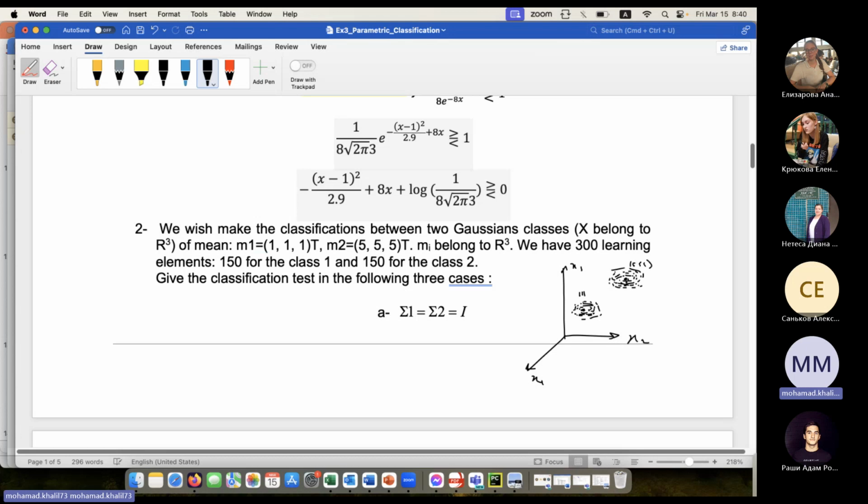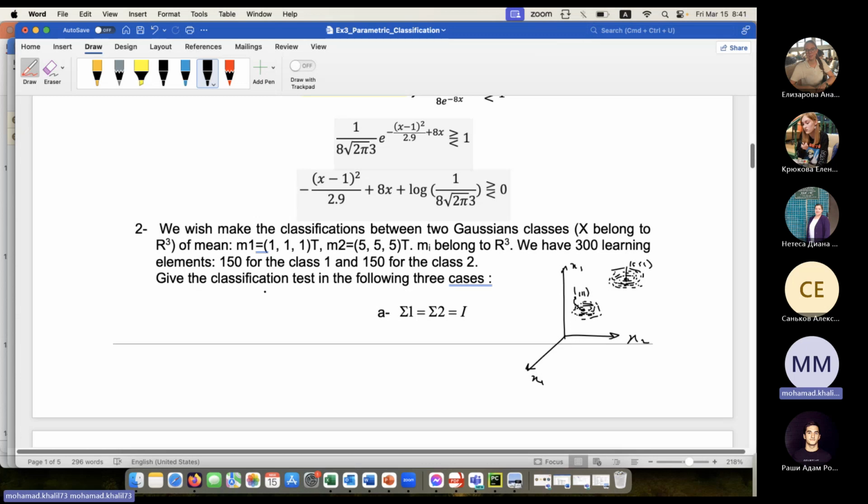You have 555 as the center here, and 111 is the center here. We have 300 in class 1. In general, we have 300 in total, 100 here and 150 here. So the classification has two classes, and P omega 1 and P omega 2 each equal half. Every P omega i equals half.